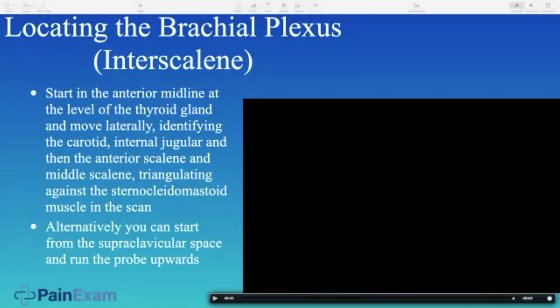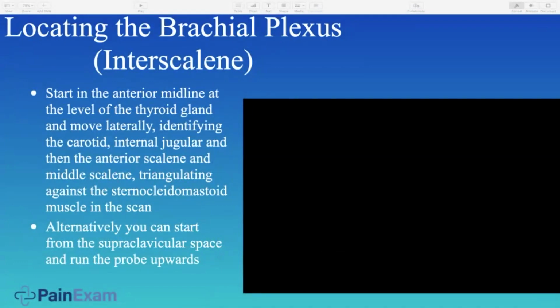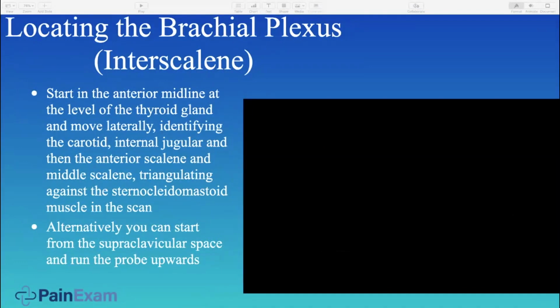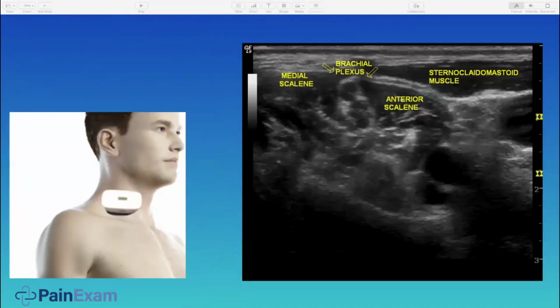So you can also start from the supraclavicular space, as I did in the previous video, which is over here for those of you who don't know or forgot, and just scan upwards. That's another way. It's very easy to find the nerves when you find the subclavian artery, and you just follow your way backwards. Okay, once again, sternocleidomastoid, anterior scalene, middle scalene, or medial scalene. That's the position of the probe. You have a groove that you could feel on yourself. It's a very annoying place to touch between the scalene muscles. That's your brachial plexus.